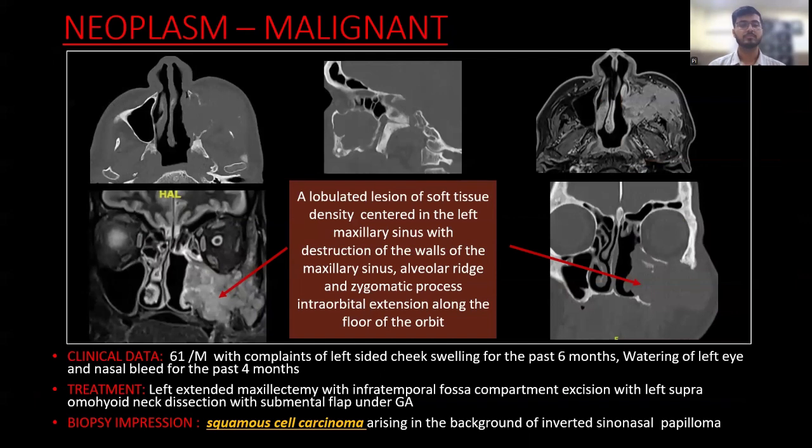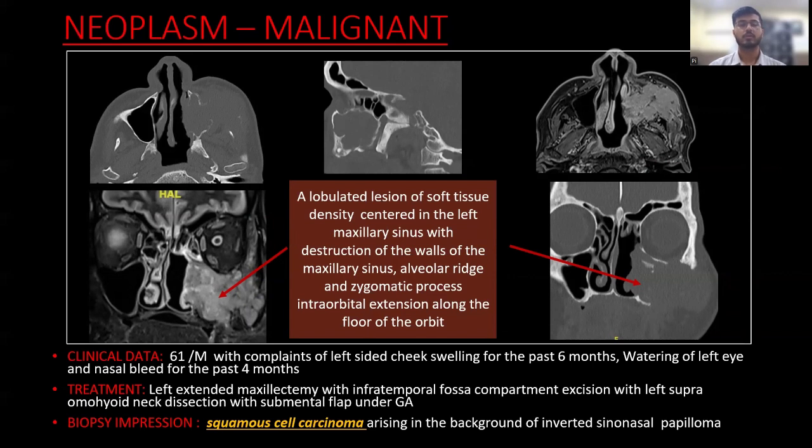Then malignant neoplasms. We have a 61-year-old male with complaints of left-sided cheek swelling for the past 6 months, watering of the left eye, and nasal bleed for the past 4 months. Treatment for this would be left extended maxillectomy with infratemporal fossa compartment excision with left supra-omohyoid neck dissection with submental flap under general anesthesia.